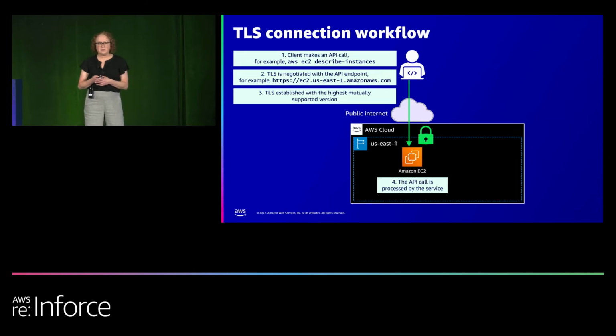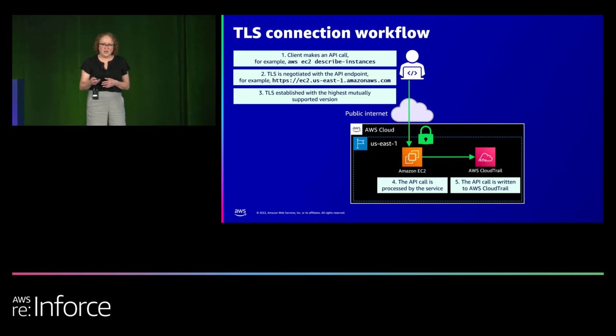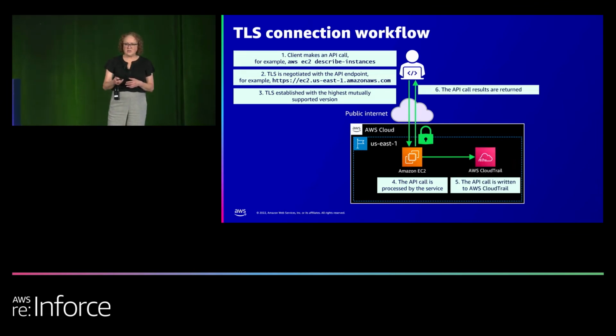The API call is processed by the service. It gets written to CloudTrail, and using that same secure TLS connection, the service returns the results back to the client. Now, the only thing here that we are changing is in step 2, the TLS negotiation that happens during step 2. The rest of the calls, the commands, everything else on the service side is staying the same.